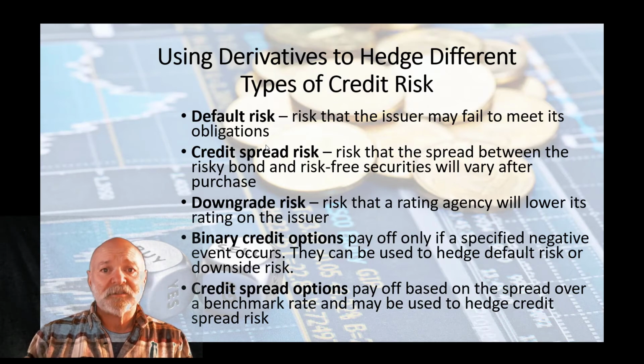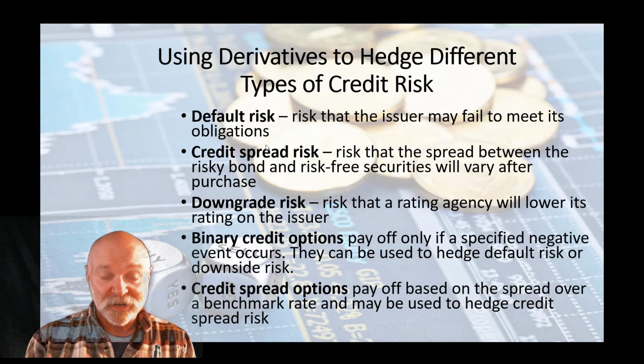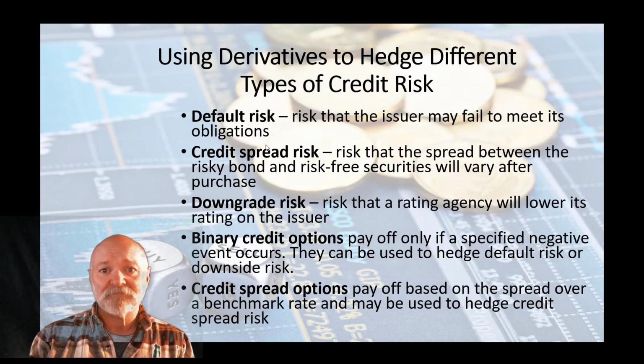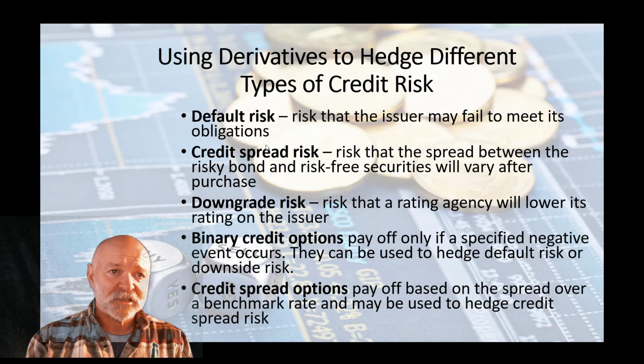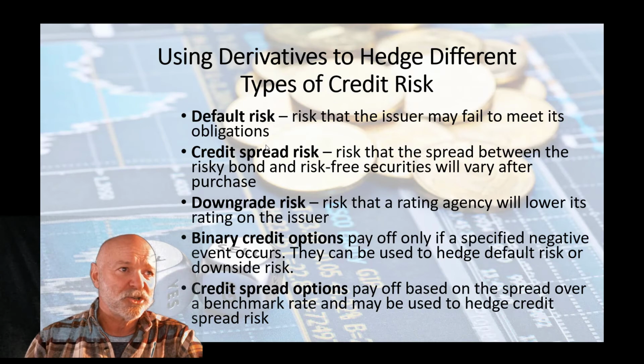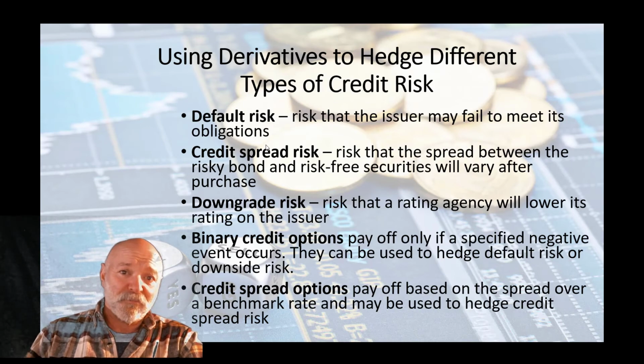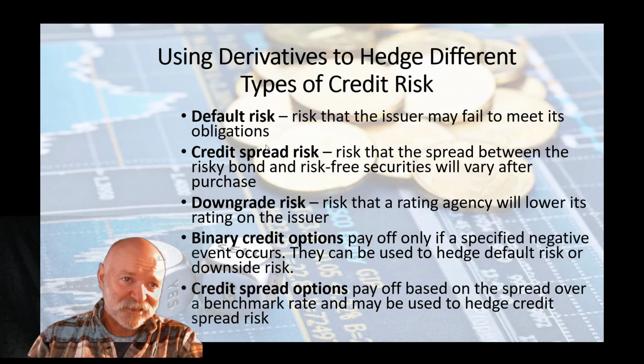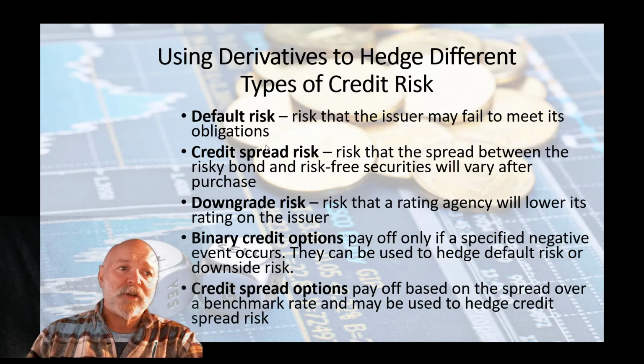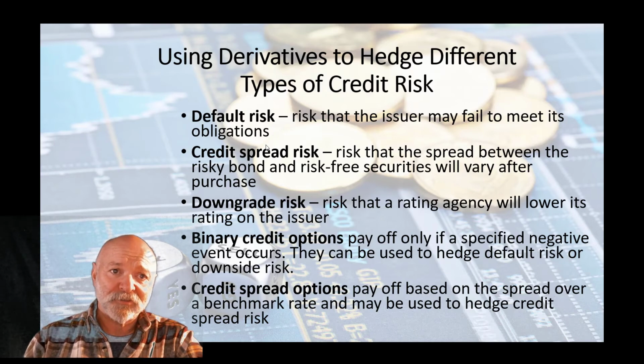Credit spread is the risk that the credit instrument is going to be downgraded along with the company. Downgrade risk is the risk specifically that the rating agency is going to lower the rating on the issuer. Binary options only pay off if there's a specific negative event, for example, a missed interest payment. And credit spread options pay off based on the spread over the benchmark rate.